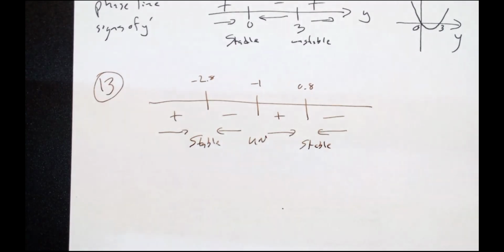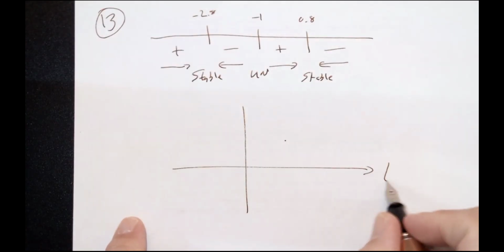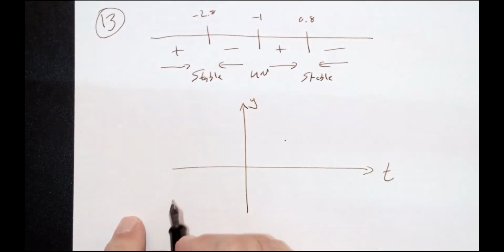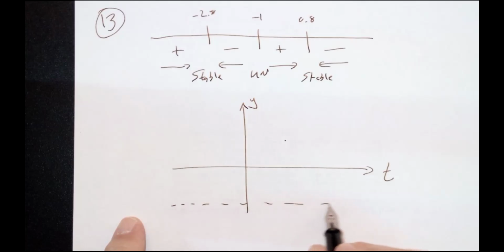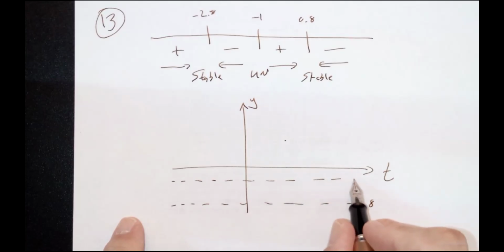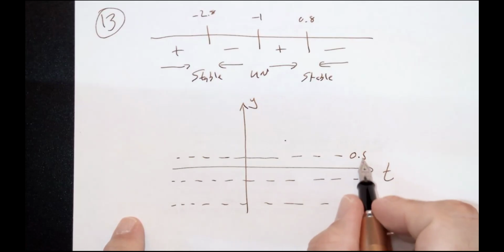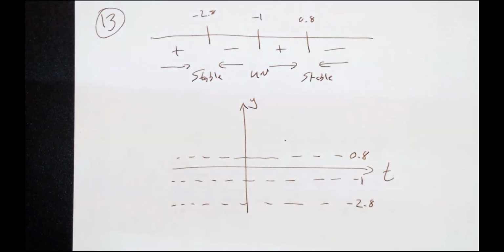So now you can picture the slope field. I haven't drawn anything, but I can tell you right now, if I have those asymptotes, I know what's going on.